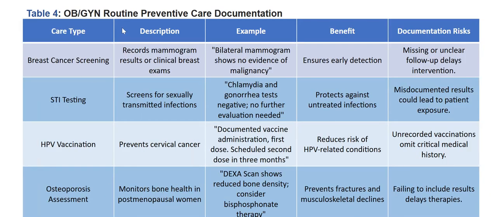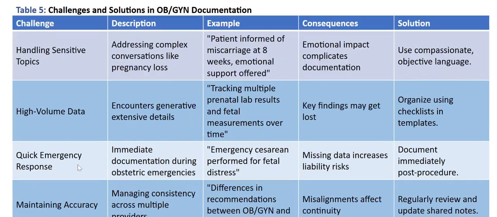Table on OB/GYN routine preventive care documentation: care type, description, example, benefit documentation, risks. Care types: breast cancer screening, STI testing, HPV vaccination, osteoporosis assessment, and family planning. Table on challenges and solutions in OB/GYN documentation: challenge, description, example, consequences, solution. Challenges: handling sensitive topics, high volume data, quick emergency response, maintaining accuracy, ensuring patient confidentiality.